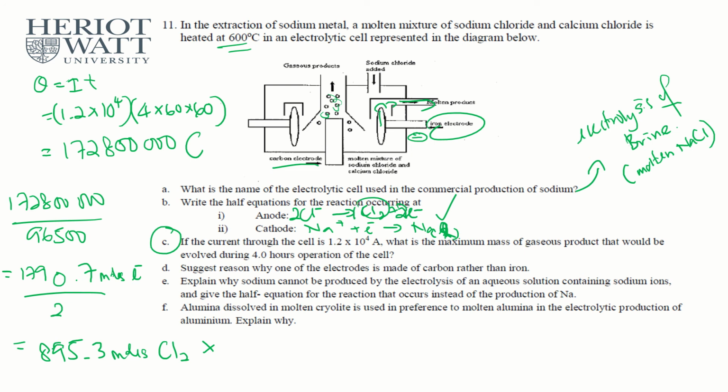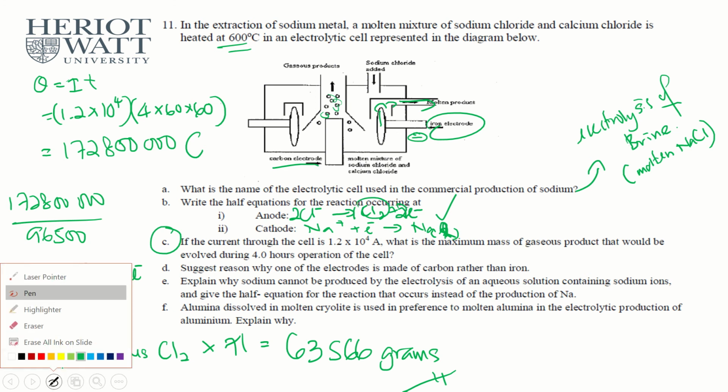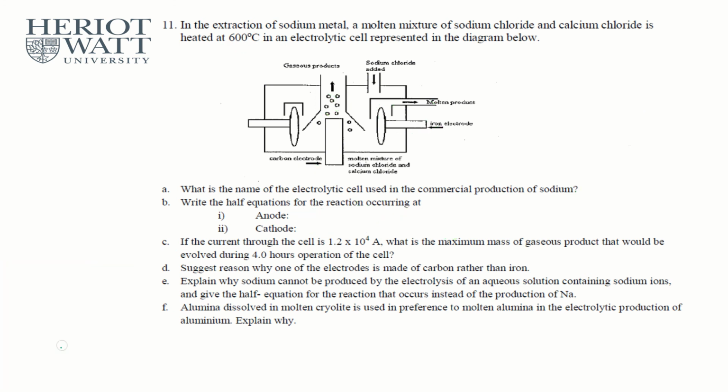So the answer: 895.3 multiplied by 71, the molar mass of chlorine, you will get the total mass of chlorine gas produced, 63566 grams of gaseous product, which is chlorine gas here. Okay, so that's the answer for C. All right, I have no choice but to erase that. So yeah, let's continue with D then.